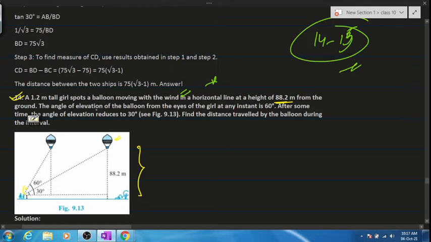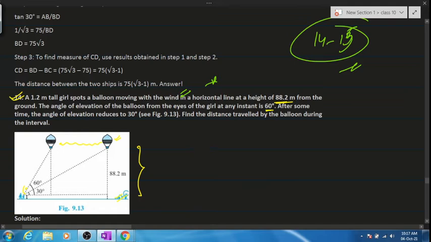So the angle of elevation of the balloon from the eyes at any instant is 60 degrees. First it is out here, let's say 60 degrees, and then it reduces to 30 degrees. Is it clear? Is the diagram clear? You have to find the distance traveled by the balloon. This distance needs to be calculated.